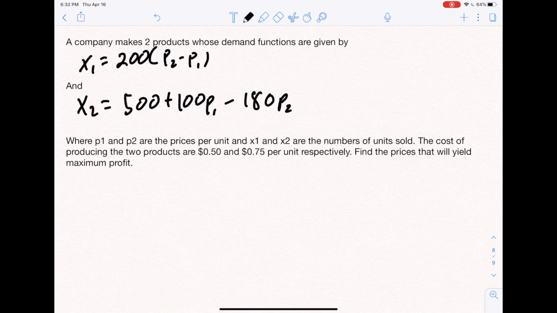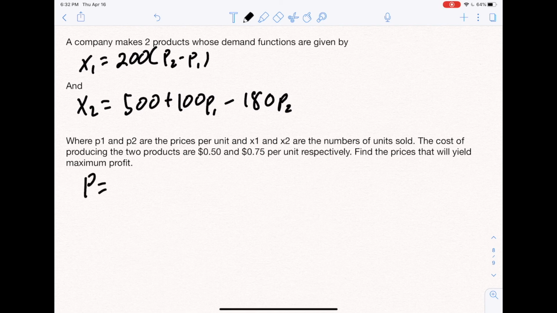It says a company makes two products whose demand functions are given by x1 equals 200 times (p2 minus p1), and x2 equals 500 plus 100 p1 minus 180 p2, where p1 and p2 are the prices per unit, and x1 and x2 are the numbers of units sold. The costs of producing the two products are 50 cents and 75 cents per unit respectively, and what we want to do is find the prices that will yield maximum profit.